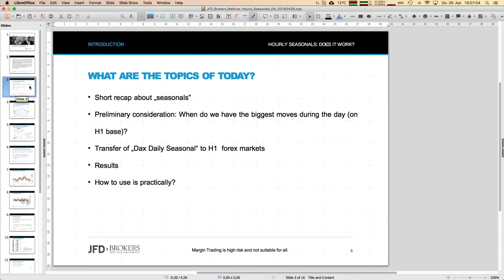And then we do exactly that: transfer of the DAX daily seasonal to the H1 Forex market. So H1 stands, of course, for the time frame. So we look for hourly changes, and we will look at the Forex markets here, as I mentioned. I will share with you the results and, of course, how to use that concept for your own practical trading.